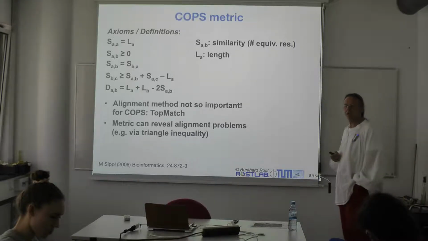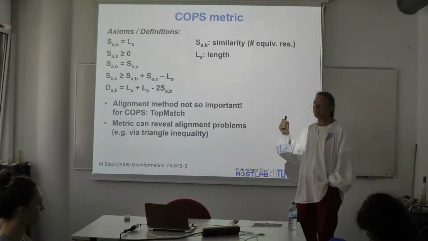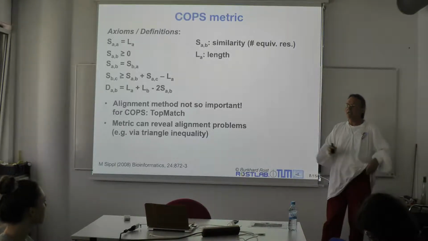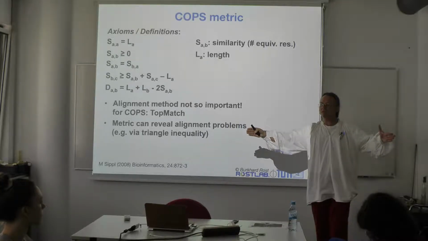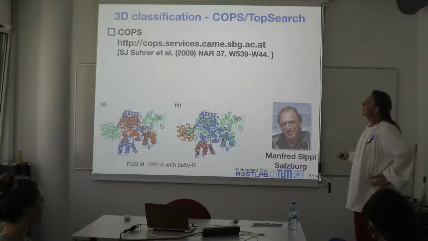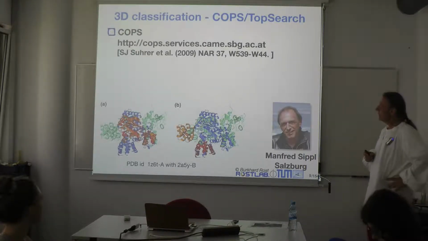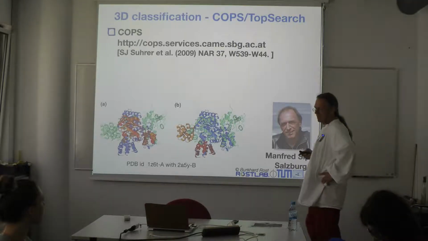A metric is a mathematical construct that has the feature that, in fact, if A is similar to B and B is similar to C, then A is similar to C. And this is simply by expanding the comparison, right? You can ascertain that. And so this is Manfred Zippel here, put that into a method that is used for the 3D classification of proteins, COPs.